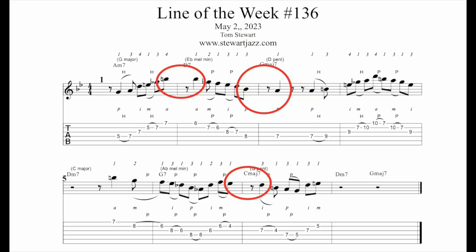In this line of the week, we resolve tension at the point of chord change in 3 places, circled in red. Note B under A minor 7 resolves to B flat under the D7 to get the altered sound under the D7. Next, you've got note B flat resolving to A under G major 7. And then, thirdly, you've got note E flat resolving to D under C major 7.